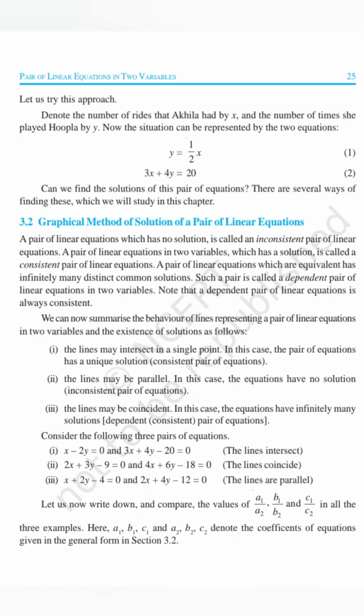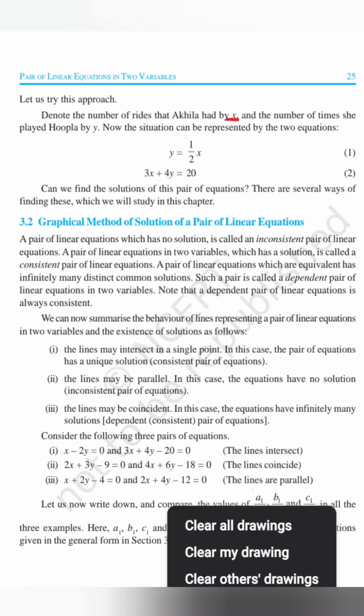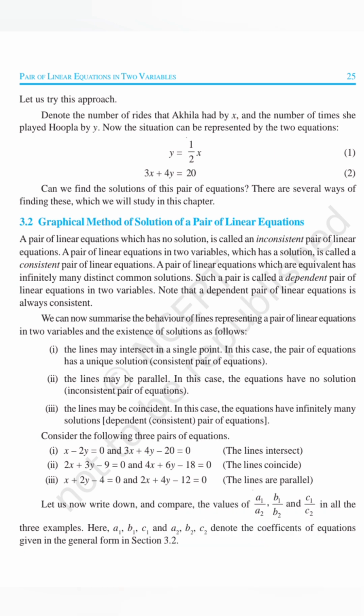Now the same situation is worked out here. The number of rides that Akila had on the giant wheel is taken as x. The number of times she played hoopla is given by y. We know the number of times she played hoopla is half the number of rides she went on the giant wheel. So y is equal to half x. That will be the first equation according to the condition given on the previous page.